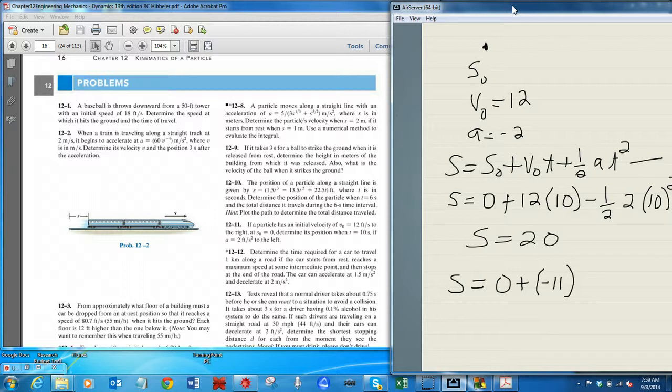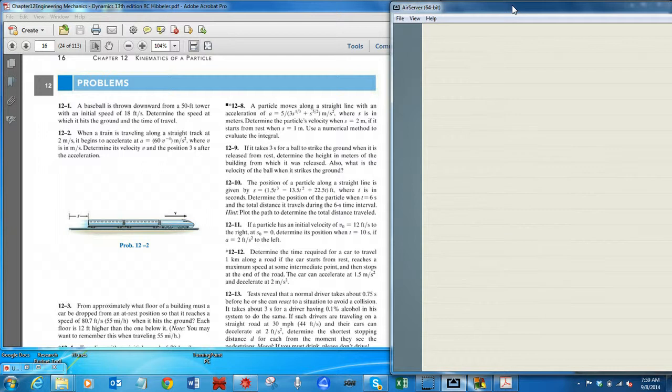Okay. You wanted me to do the next one. All right. Next one is number 12. Determine the time required for a car to travel 1 kilometer down a road. The car starts from rest, reaches a maximum speed at some intermediate point, and then stops at the end of the road. The car can accelerate at 1.5 and decelerate at 2.